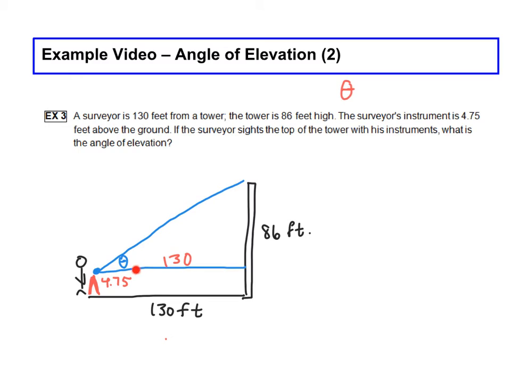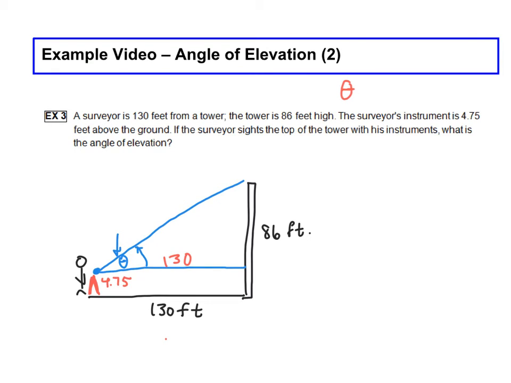So here's our horizontal, right? And remember, angle of elevation is from the ground up. So this is a horizontal. We're going up to this line, up to the angle. That's our angle of elevation. So we're trying to solve for this angle right here.